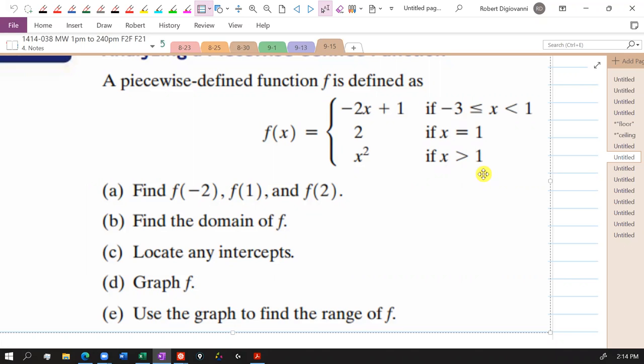For A, you said find those three values? Yeah, for part A, just plug those three values into that function.